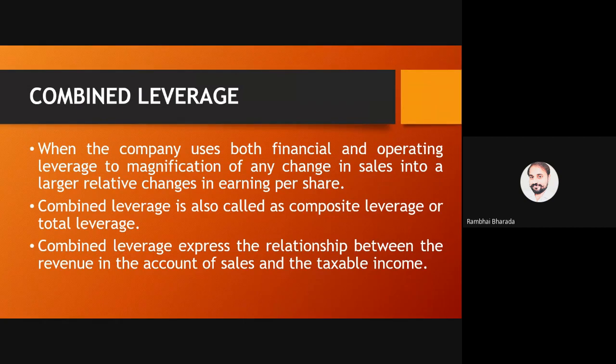When a company uses both the leverages, financial leverage and operating leverage, at a time, we can say that the company has combined leverage. In other language, combined leverage represents the change in sales and change in earning per share or profit before tax. Combined leverage represents the relation between total sales or a change in sales and taxable income of the company. This leverage is also known as composite leverage, combined leverage, total leverage.